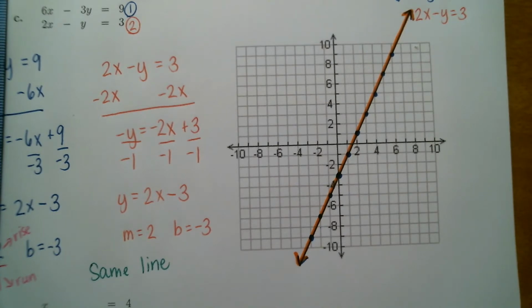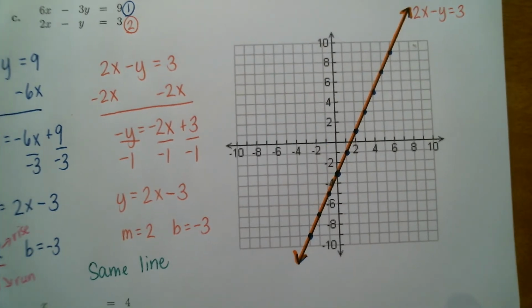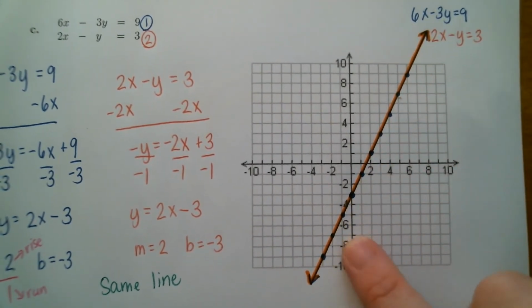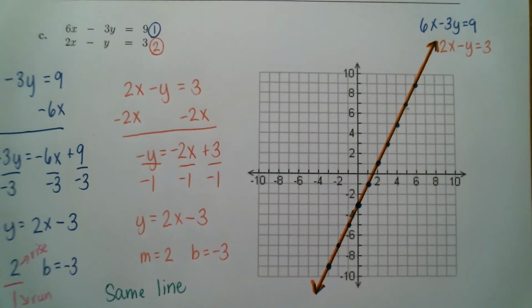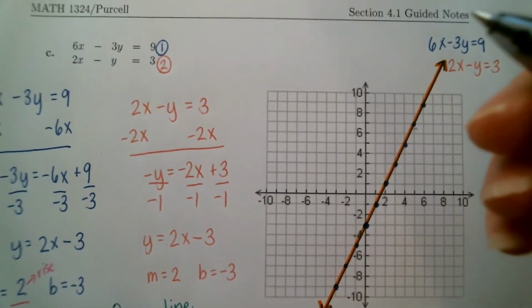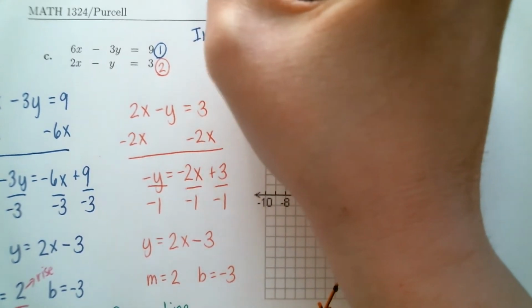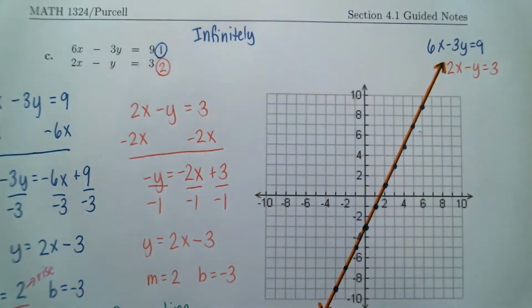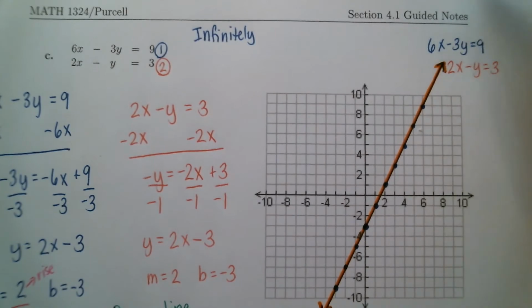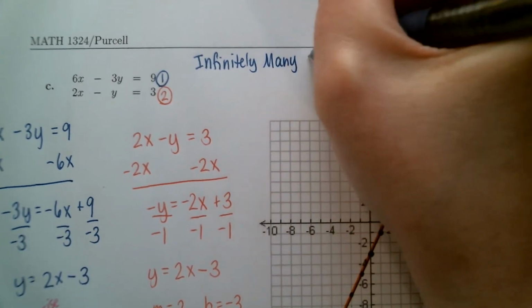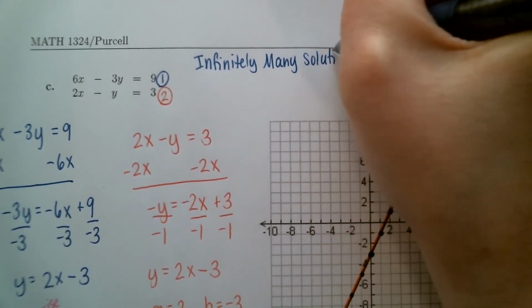Because every single point on the line is a solution, we're going to write that there are infinitely many solutions, because there are infinitely many points on the line. You can't count how many points are on the line. The line goes up forever in this direction. It goes down forever in this direction. So there are so many points on the line you can't count them. So there are infinitely many solutions.